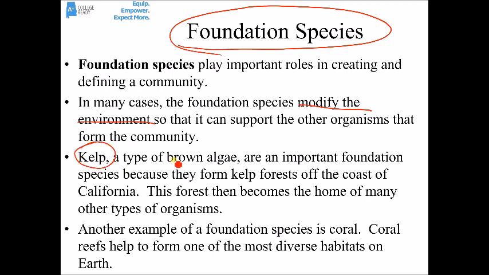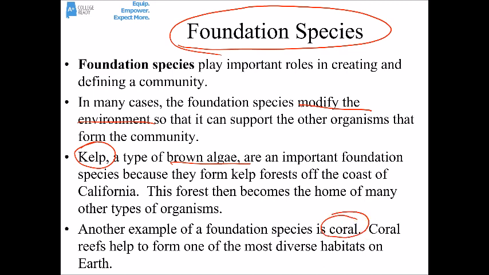So kelp are these brown algae that essentially form almost like underwater forests in the oceans off the coast of California. So these forests then become the homes of all kinds of organisms, things like seals, all kinds of fish. So they form the foundation of the community.